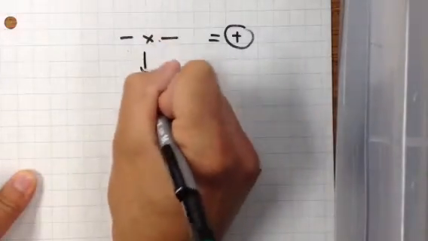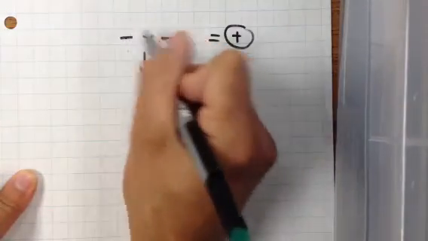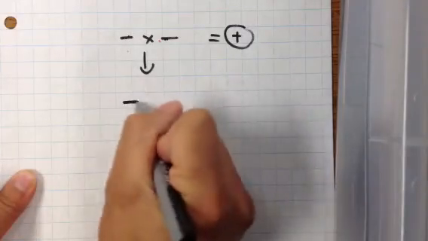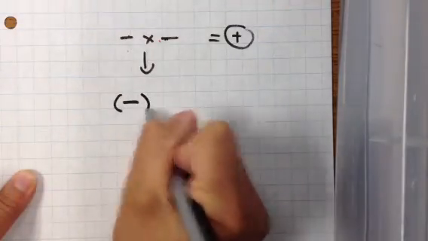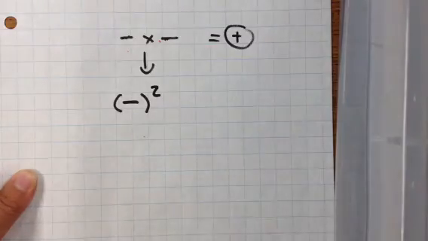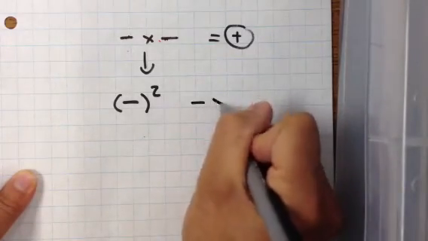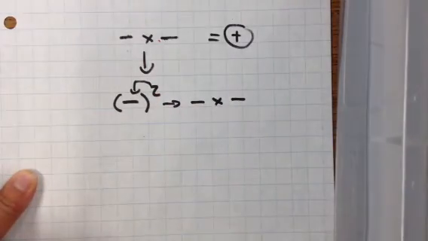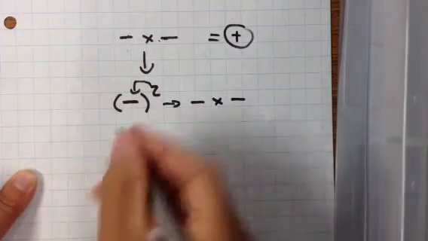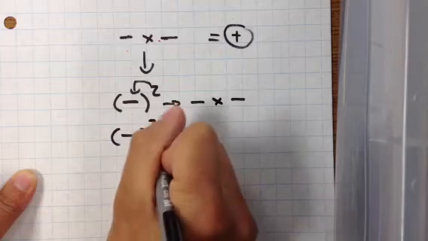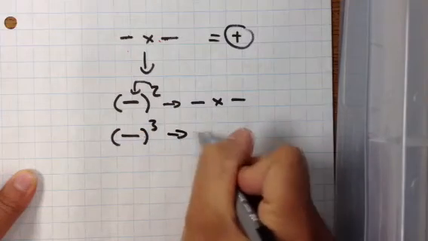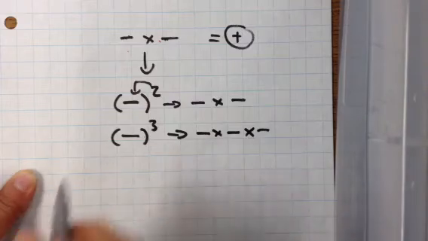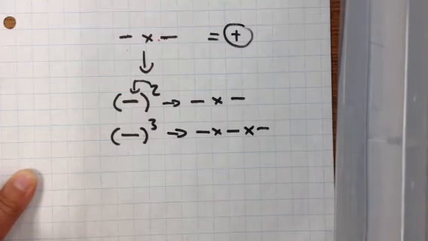The other way I could rewrite this is, how many negatives do I have multiplying together? I have 2. So I'm going to put a negative, put it in brackets, and square it. Because that really means negative times negative, does it not? Because it's saying I have 2 of the negatives multiplying together. If I wrote negative to the 3 power, it really means negative times negative times negative. And if I did 4 or 5, you would just write them out.